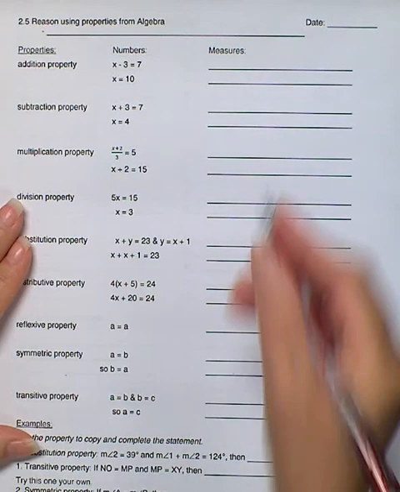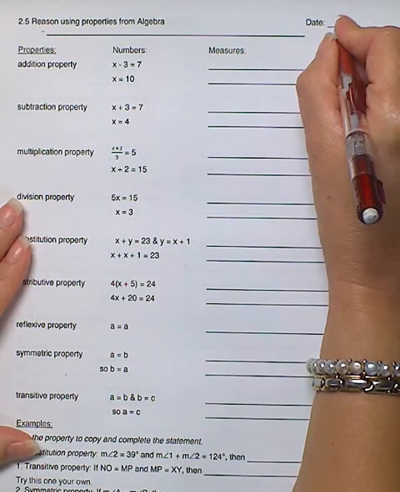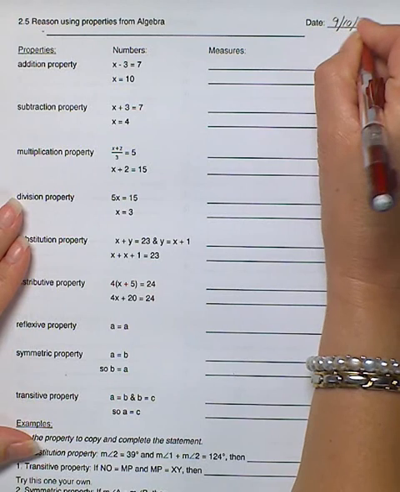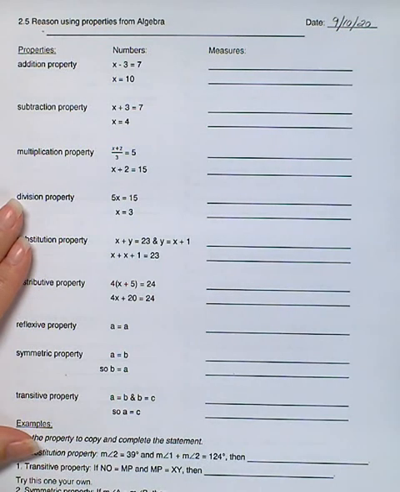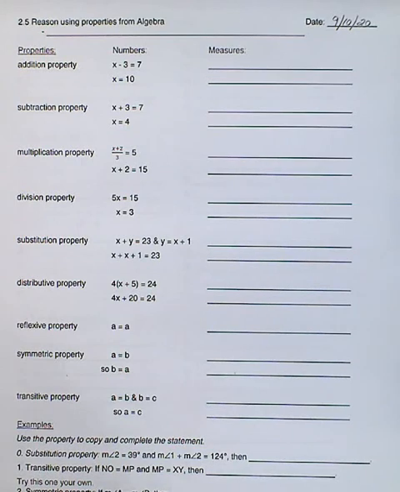So today is the 10th of September, and our topic is reasoning using properties from algebra. You will notice that it says section 2.5, so chapter 2, section 5. This is a relatively short chapter, but we do spend about 7 days on about 3 sections. So just understand that even though we're starting in section 2.5, we are going to spend several days on the next couple of sections.